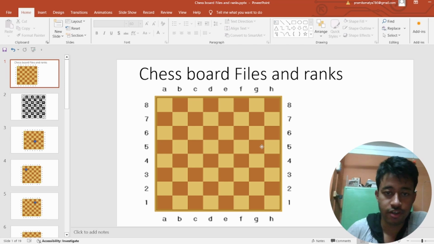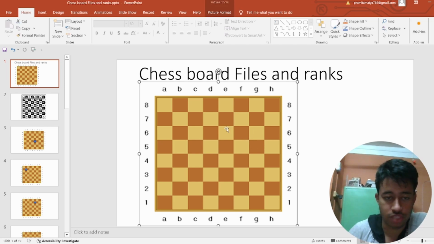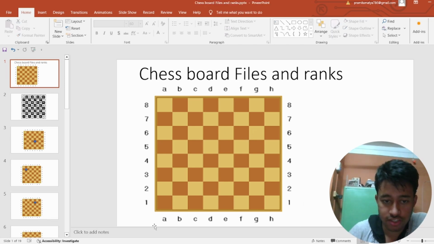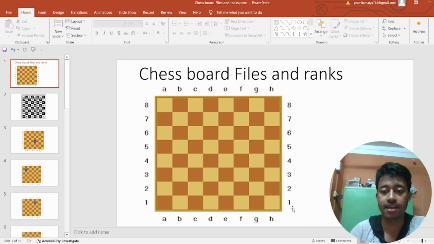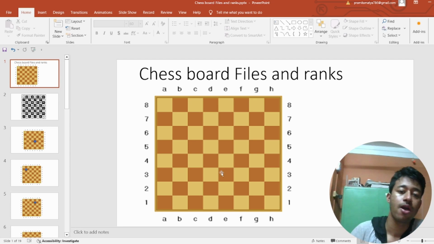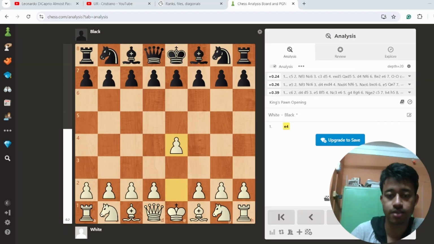You can see up here this image of a chessboard, and you can see there are numbers, 1 to 8, and alphabets, A to H. All these alphabets are called files, and all these numbers are called ranks. To make this even more clear, let's go to see another example.